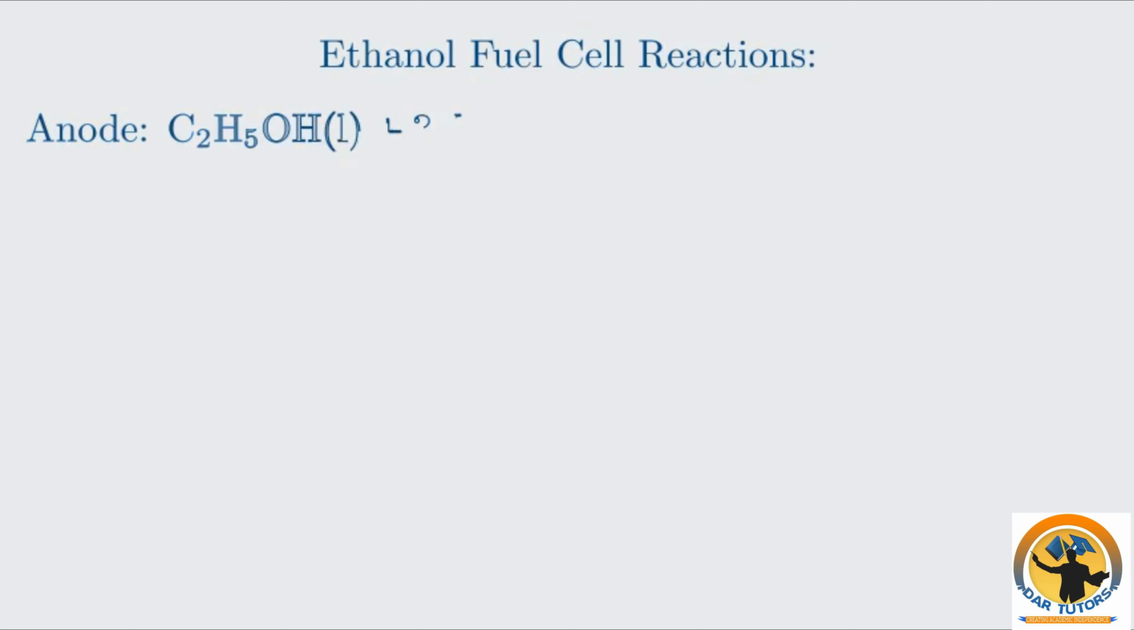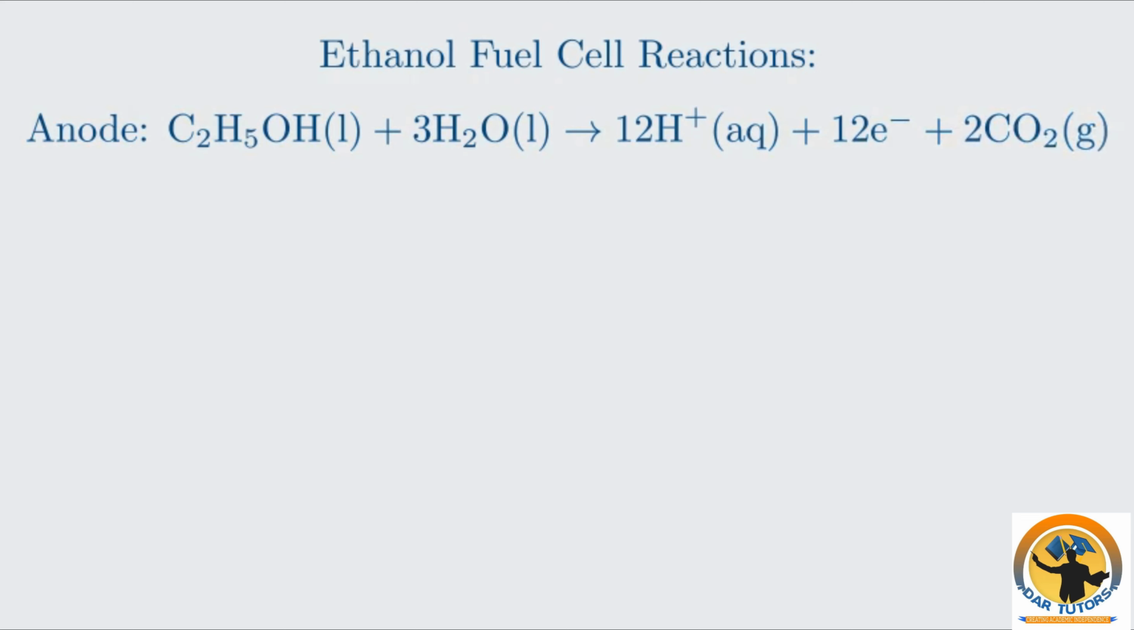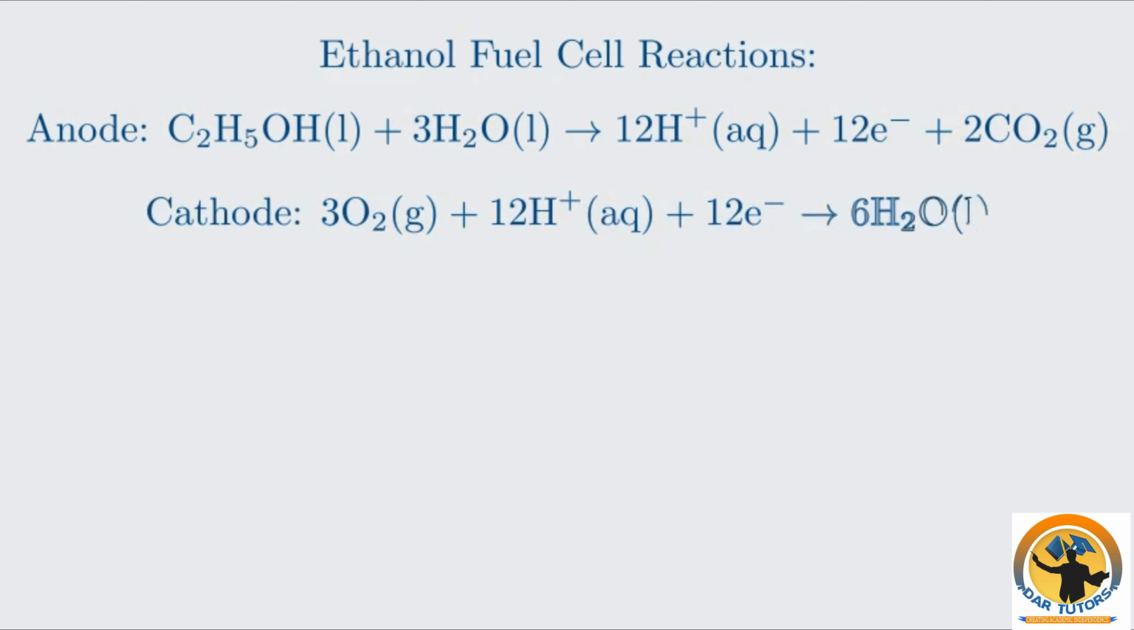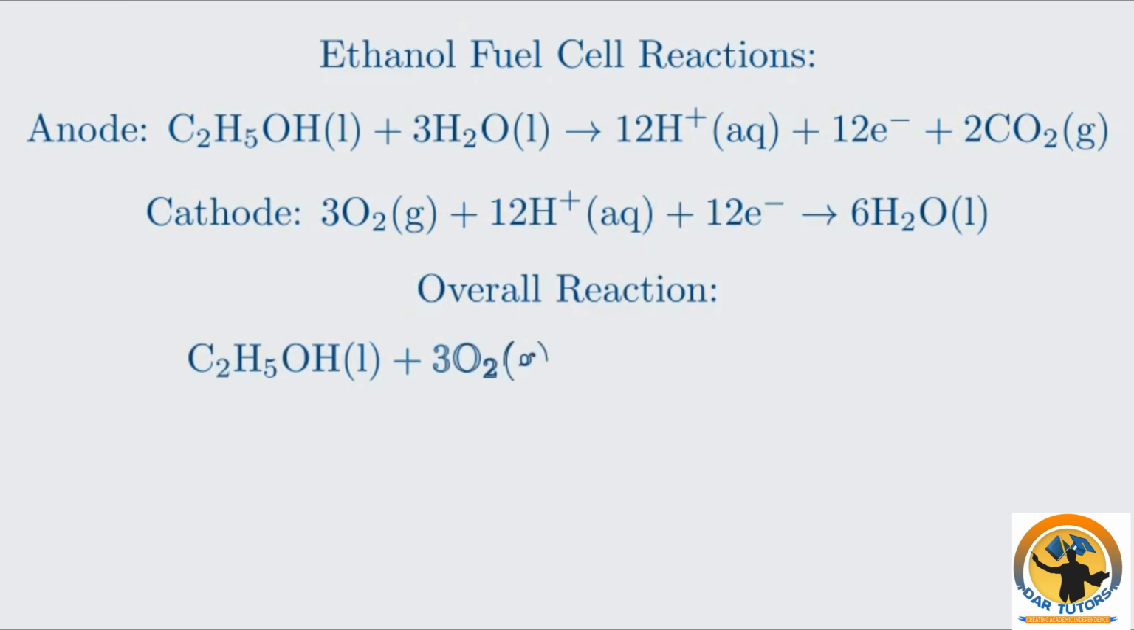Fuel cells are not just limited to hydrogen. They can also use hydrocarbons or alcohols as fuels, which are often easier to store and transport. Let's consider an ethanol fuel cell. Here, ethanol is oxidized at the anode in the presence of water to produce carbon dioxide, hydrogen ions, and electrons. At the cathode, oxygen is reduced to water. The overall reaction is the combustion of ethanol. Unlike a hydrogen fuel cell, this one produces carbon dioxide, a greenhouse gas. This highlights that while fuel cells can be very clean, their environmental impact depends on the specific fuel used.